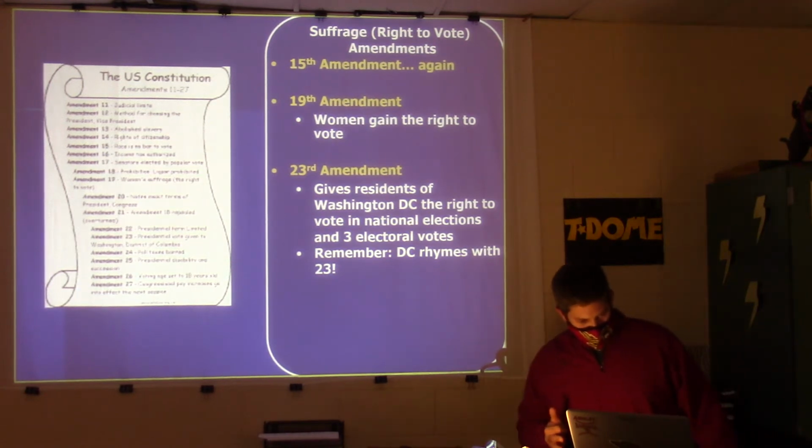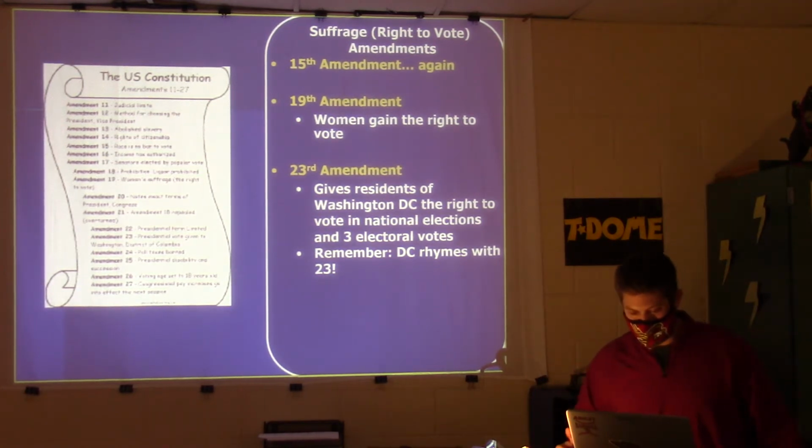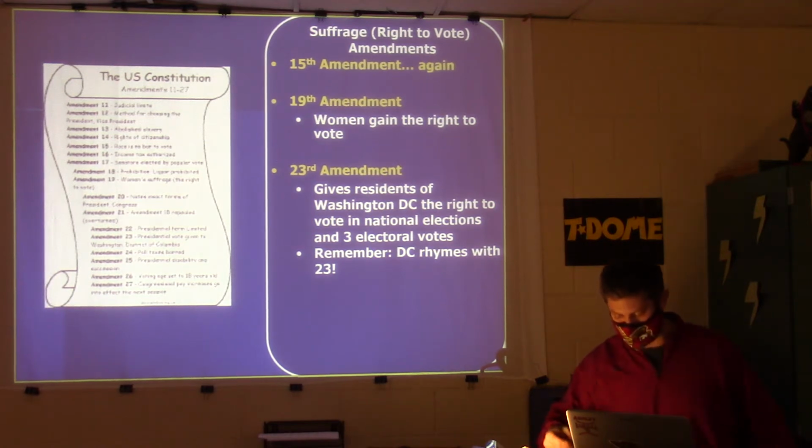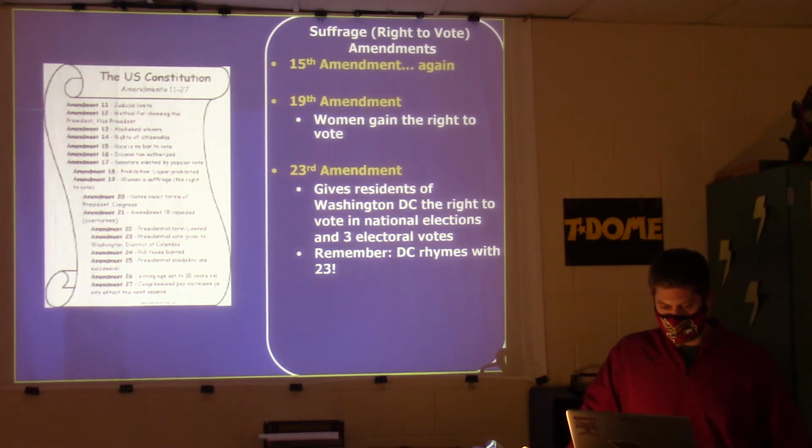Then we have the 23rd Amendment, and that gives residents of Washington, D.C. the right to vote. Because remember, that is just a district. It's not a state. So they get the right to vote, and then they get 3 electoral votes in national elections. Because United States citizens live in D.C., so they have to be counted as well. Their voice has to be heard. That's the 23rd Amendment. D.C. has 2 letters, and they get 3 electoral votes. That's how I remember it.